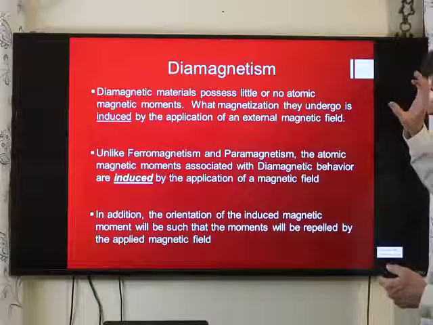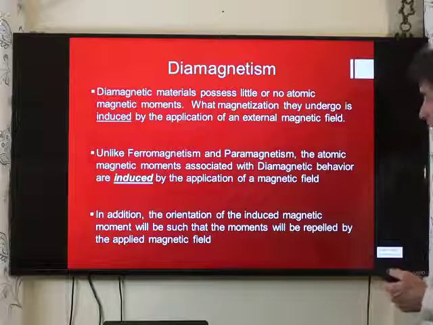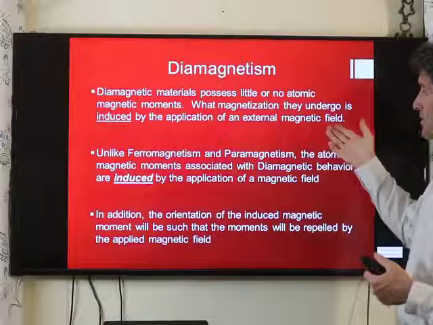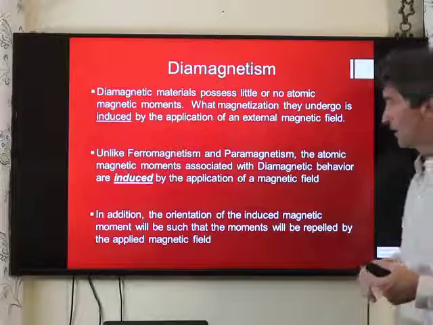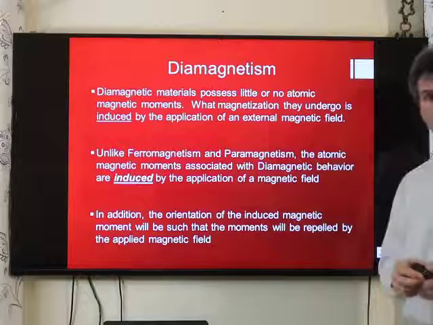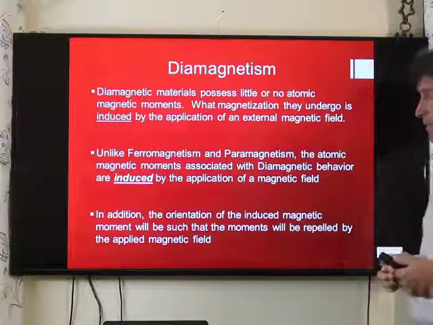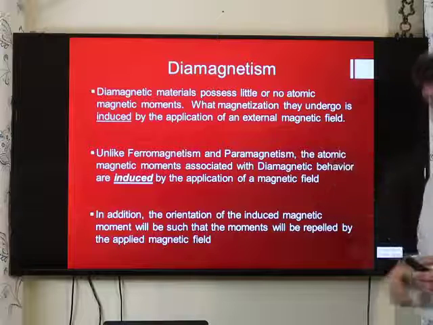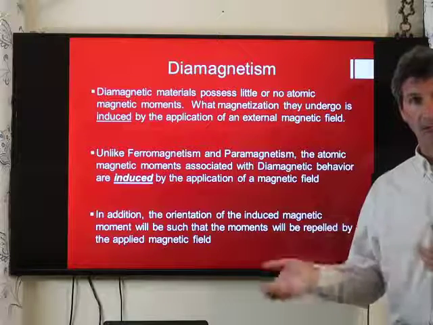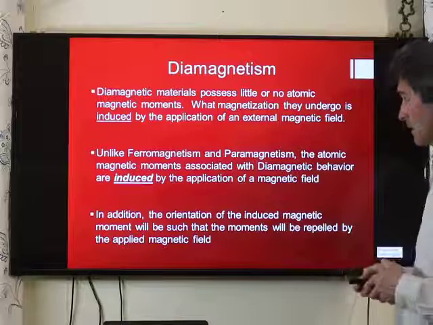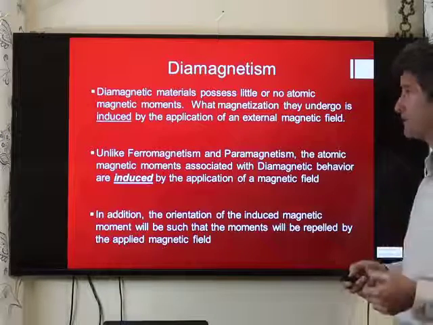Diamagnetism: these materials have almost no atomic magnetic moments. Most of the magnetization is induced by currents, which, as we'll find out from Faraday's law of induction later on, are induced by the application of the magnetic field. So by Lenz's law, something you'll learn about later on, they oppose the application of any magnetic field.